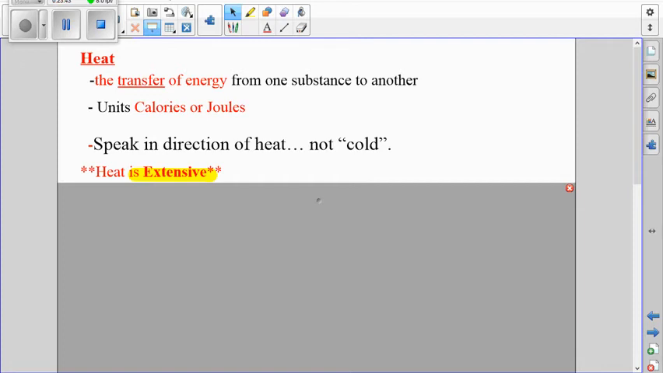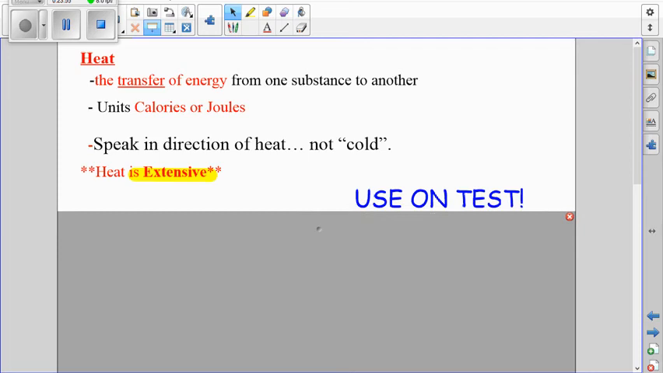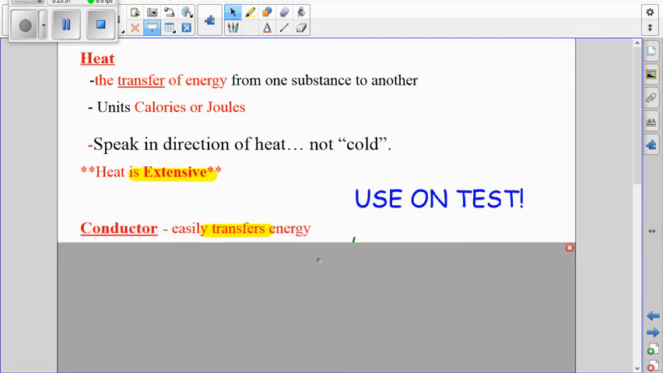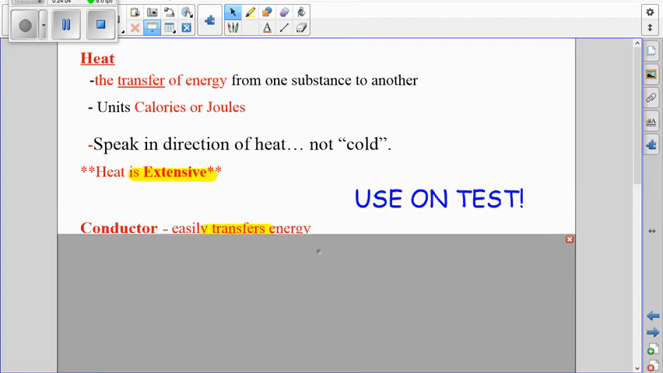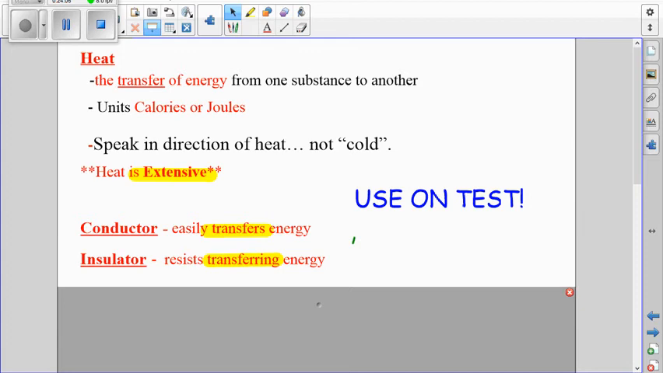So what I'm saying is, Tanner's index finger can transfer some energy, but his whole paw can transfer more. Okay? So on the test, we'll be talking about heat, that kind of thing. And then we got two more terms, conductors and insulators.